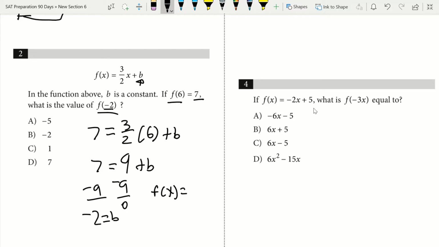All right, so f of -2 is going to equal 3 over 2 times -2, and then -2, since b is -2. So 3 over 2 times -2 is going to give us -3, and then we're going to have -2, which is going to give us -5, right? Because -3 minus 2 is -5. So our answer for number 2 is going to be A.